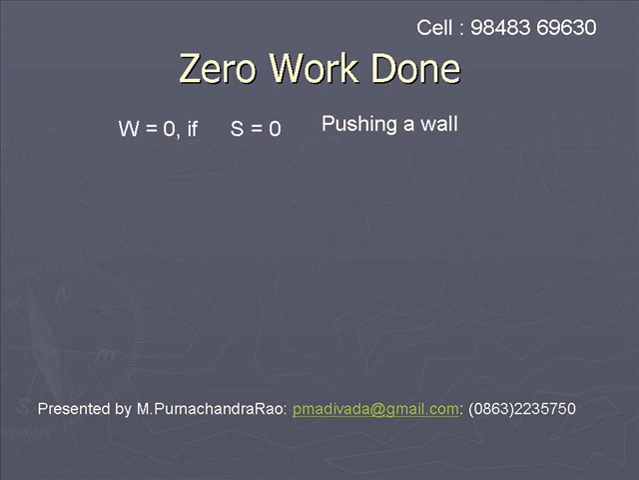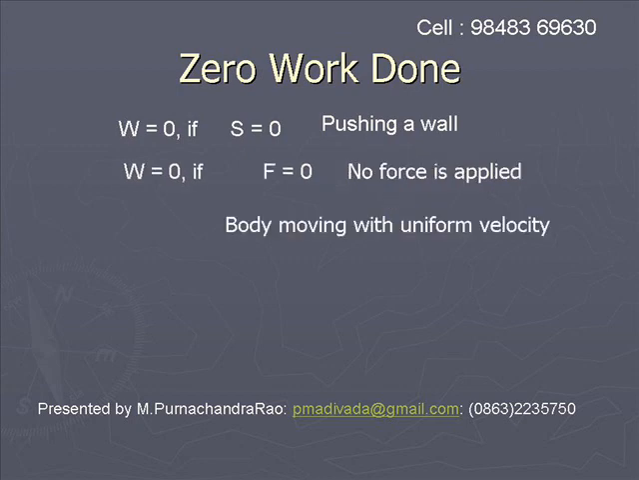Displacement is 0 can be understood when we apply a force on a wall. By pushing a wall, it won't move. The displacement of the wall is 0. Hence, work done by the force on the wall is 0. Work done is equal to 0 if F is 0. If no force is applied, no work is done, even though the body is having displacement.